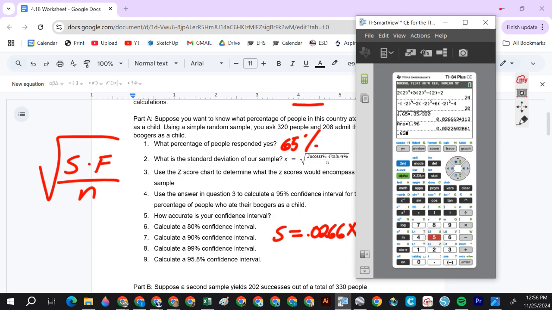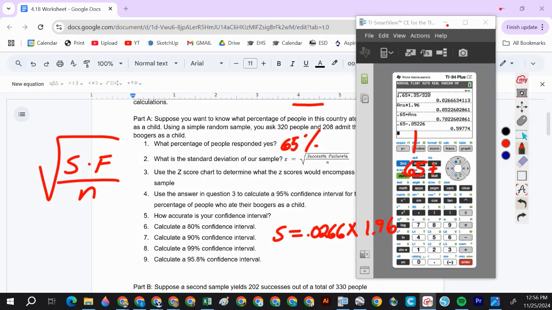So 0.65 plus the answer, and 0.65 minus 0.05226. And I get a confidence interval from 59.8% to 70.2%. And you can't just report this. You have to say the 95% confidence interval is 59.8 to 70.2.